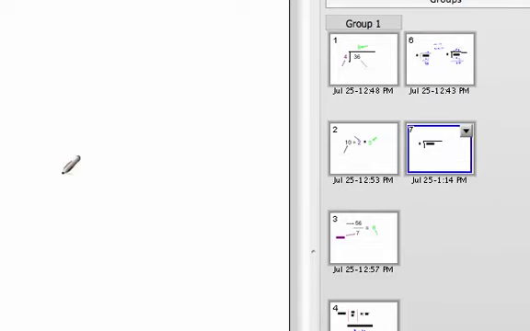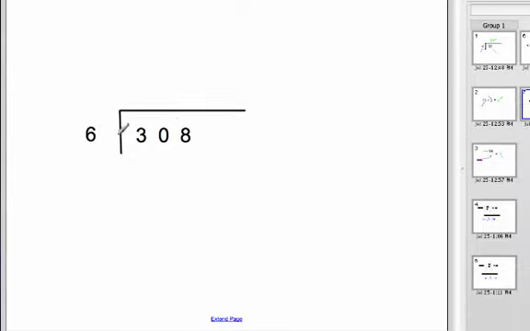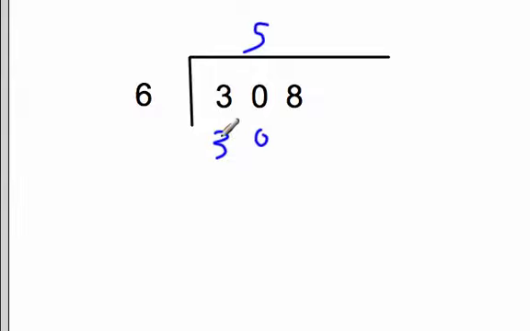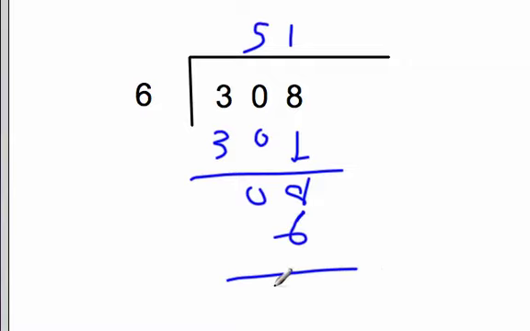And just one more problem here, just another thing to get some experience with. So 6 goes into 30 5 times, and we know 6 times 5 is going to equal 30. Now when I subtract 30 minus 30, I get 0. I'm going to bring down that 8, and 6 goes into 8 1 time. So 1 times 6 would be 6. Now I'm left here with 8 minus 6. I'm left with 2.